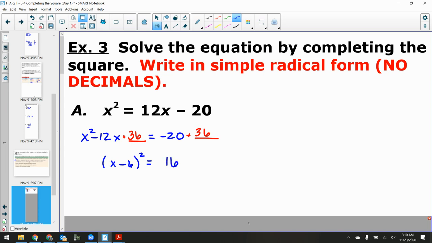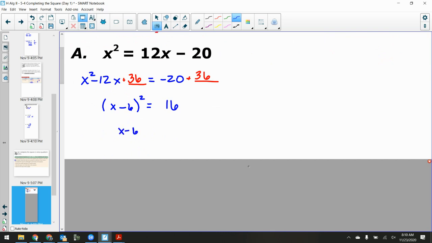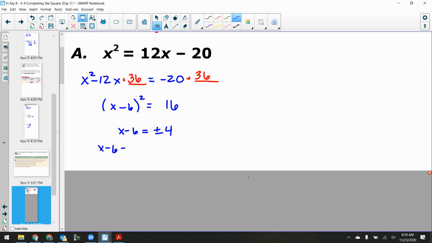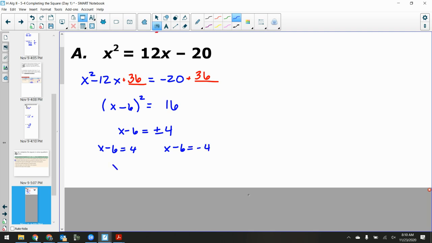And now this becomes like a problem that we had on the front, where we have 2 terms squared on the left side. And now look on the right side, that's a perfect square. So life is really good at this point. I square root both sides, and I get x minus 6 is equal to plus or minus 4. And now I have 2 equations. I've got x minus 6 is 4, and x minus 6 is negative 4, so I add the 6's. x is 10 or 2.